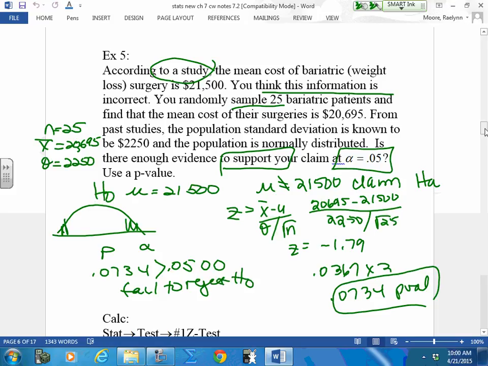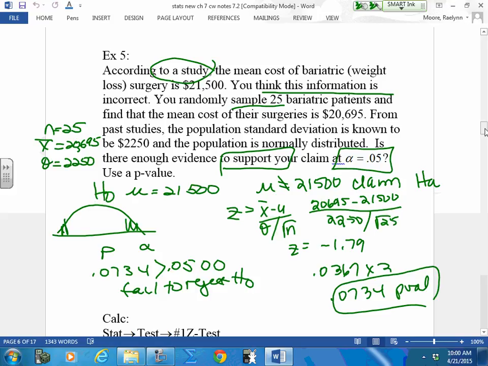The little o. We're going to fail to reject HO. Now, let's interpret this. Bring this back. Come to your HO. If we fail to reject this, don't we have to agree with that? If we don't reject it, then can we support this claim? No. If we fail to reject this, we're going to have to go with this.